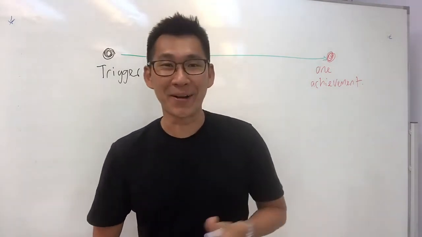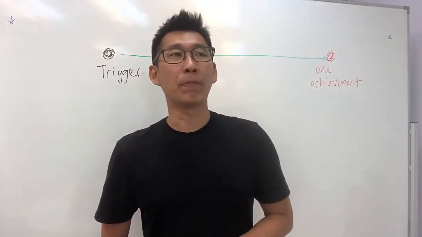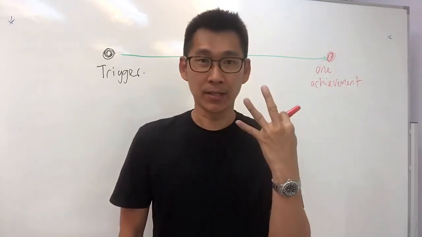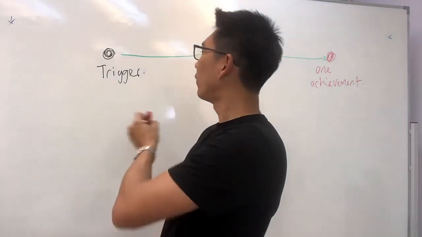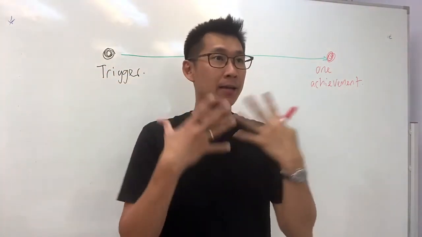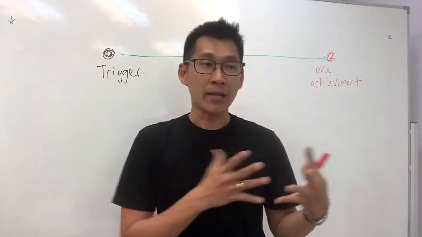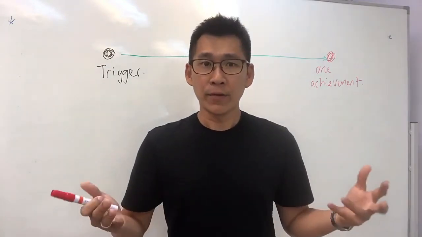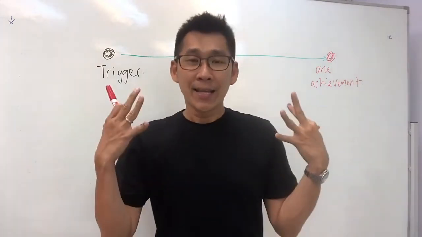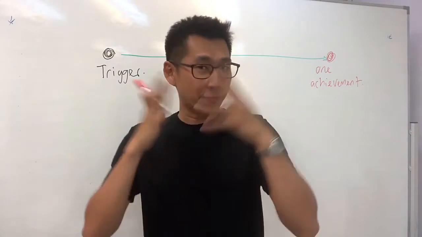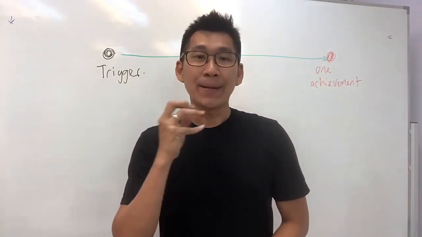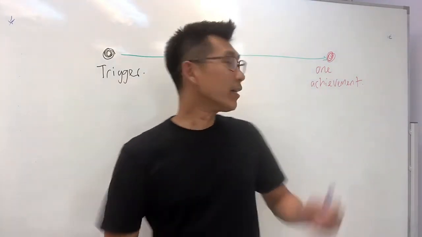Oops, I dropped my marker pen. But let's talk about wellness, for instance. So let's say someone has acne on her face or his face. So the trigger is that this person has acne, and she or he doesn't quite like the acne because she or he feels embarrassed and so on. So what is the one achievement? Well, very simple. The one achievement is that he or she can have the acne disappear, or at least the acne become less. Now, that's the trigger and that's the one achievement.